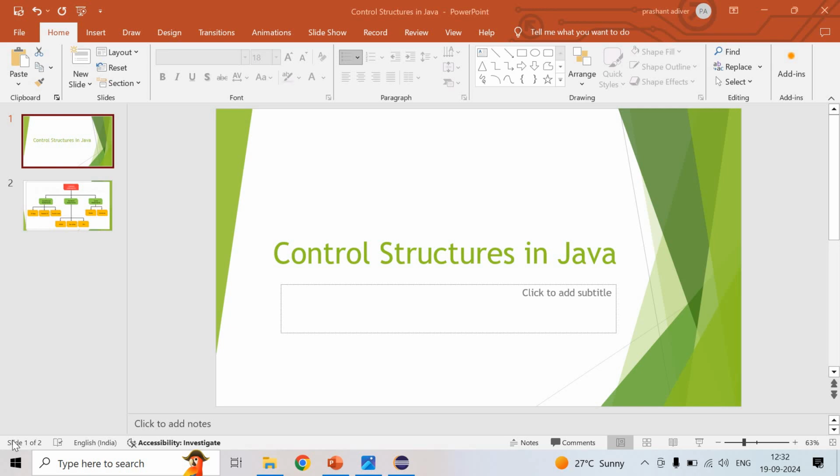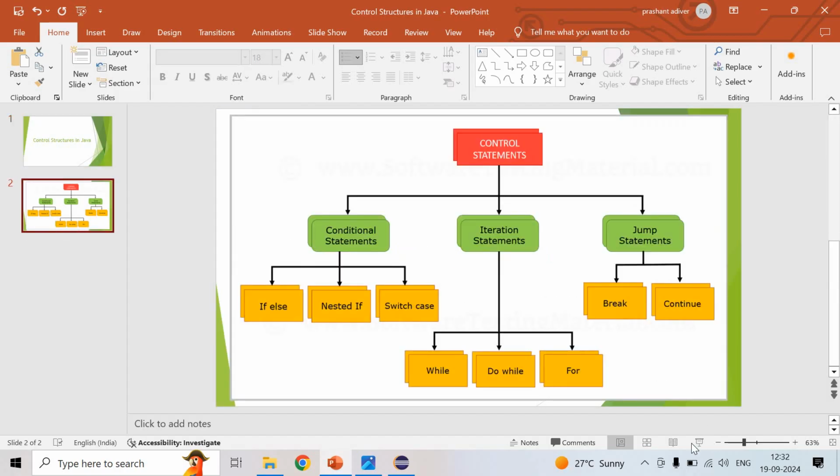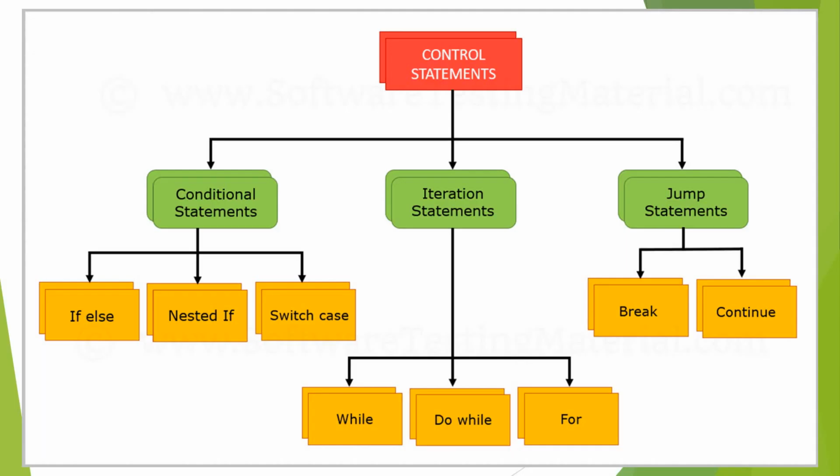In this video, we'll try to understand the control structures that are used in Java. So what are the different types of control structures used in Java? We have conditional statements. If you want to evaluate certain expressions, then we can go for the conditional statement. Depending upon the condition, some statement will be executed. If the condition is false, some other statement will be executed.